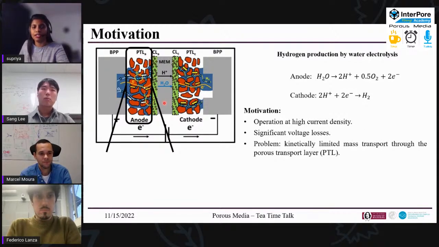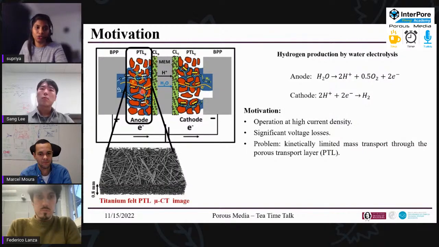And that's why we have different problems. We can't operate at high current densities, and there are significant voltage losses. And this also leads to a mass transport loss through the porous transport layer. So how does this porous transport layer actually look like?